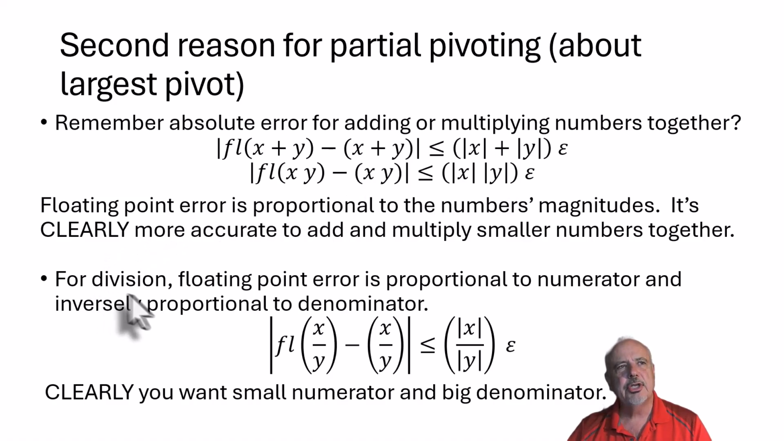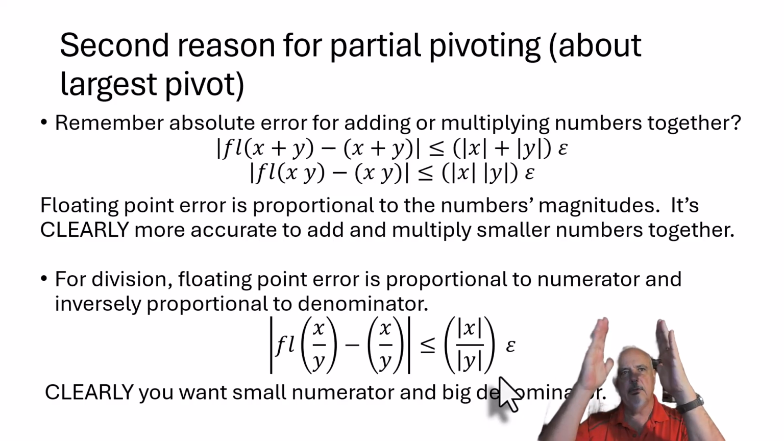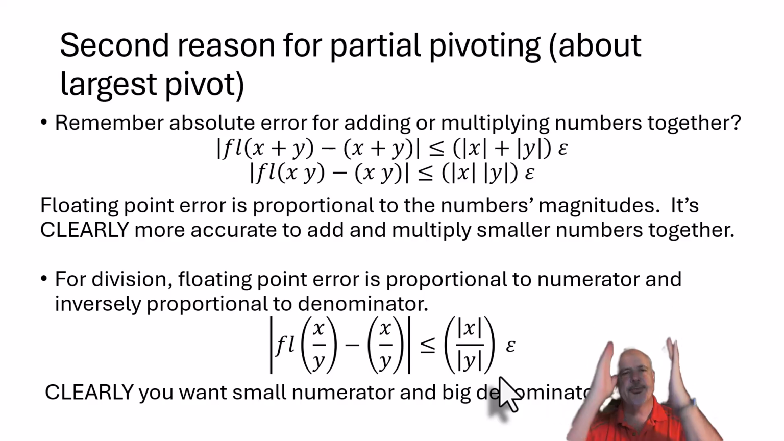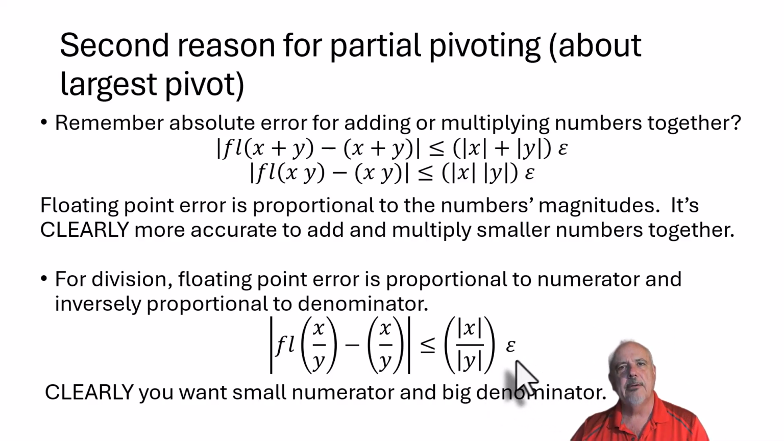Similarly, when you have division, the error in floating point division is going to be bounded by x, the numerator divided by the denominator, each absoluted, times machine epsilon. So if you divide by a small y, then that makes this possible error bound bigger. So you want to divide by a big y, the biggest you could, and that's going to make the floating point error the smallest. And this is why we do the partial pivoting about the largest pivot.